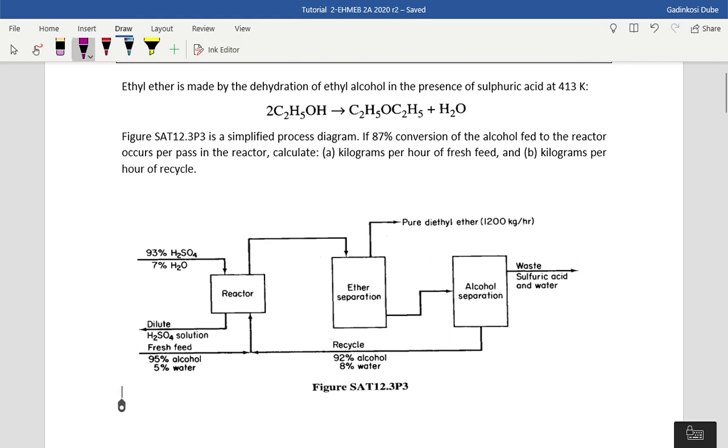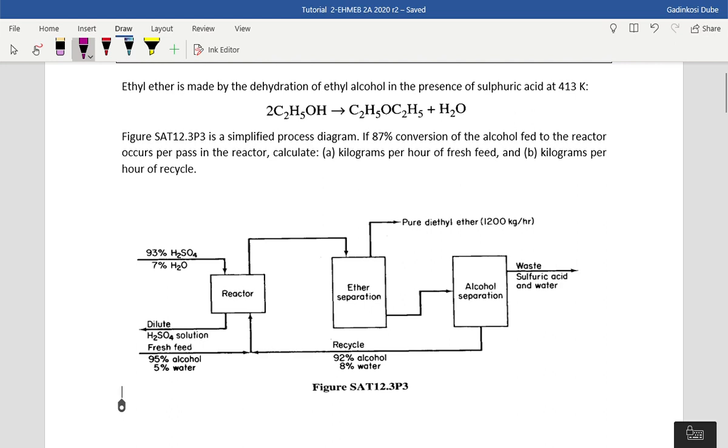Okay, so diethyl ether is made by the dehydration of ethyl alcohol in the presence of sulfuric acid at 413 kelvins. Now you're given the reaction equation like I've just stated there. You can see that your product is the diethyl ether and you also have H2O. Okay, and then obviously your raw material being the ethanol. So in this figure here, it's a simplified process diagram. You can see that 87% conversion of the alcohol fed to the reactor occurs per pass. So the single pass conversion in the reactor is only 87%.